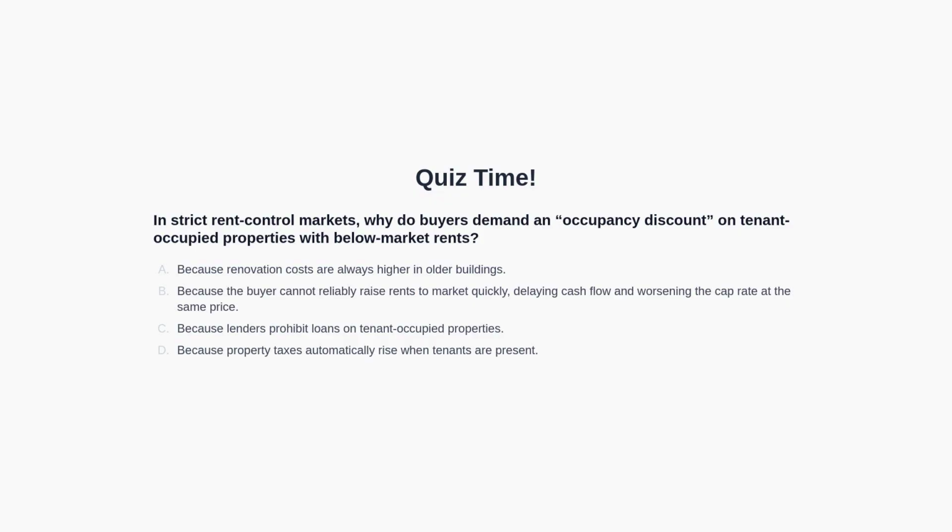at the same price. Option C. Because lenders prohibit loans on tenant-occupied properties. Option D. Because property taxes automatically rise when tenants are present. You may pause the video now to think about the answer. We will discuss the answer in the next section of the video.